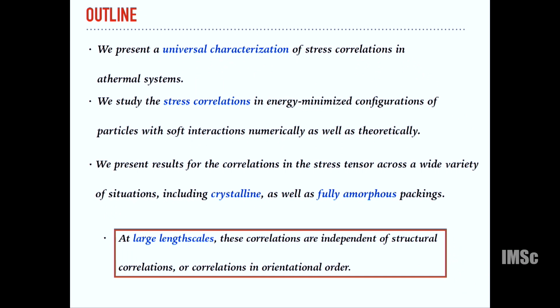And then we present these correlations across a wide variety of initial conditions, both in crystalline as well as fully amorphous packings, and in some cases we can derive exact analytic results, and so I try to characterize this universality in different ways across different models. And what we find, this is sort of jumping to the conclusion, large length scale behavior of these correlations seem to be independent of most things, including orientational order, structural correlations, or even the range of interaction, even the type of interaction. This seems to be surprisingly universal. So I'll try to motivate why that happens in the rest of my talk.